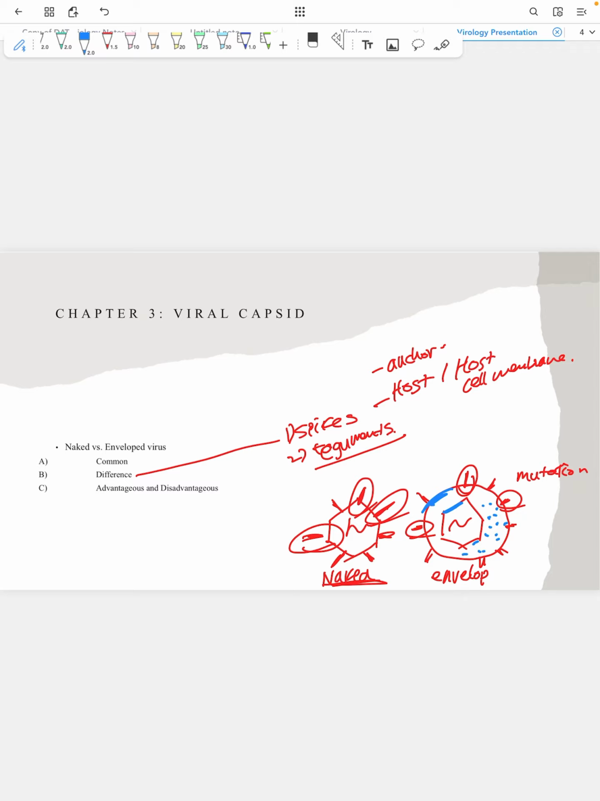Lastly, we will talk about the advantages and disadvantages. The envelope has an advantage in that it can camouflage and make it difficult for the immune system to detect.